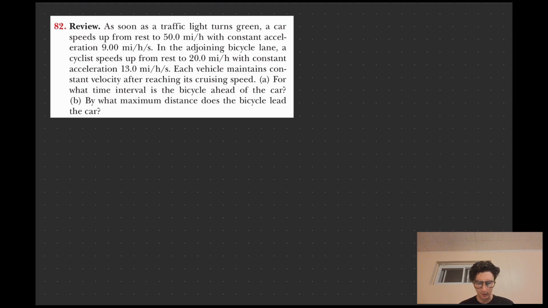As soon as a traffic light turns green, a car speeds up from rest to 50 miles per hour with a constant acceleration of 9 miles per hour per second. In the adjoining bicycle lane, a cyclist speeds up from rest to 20 miles per hour with a constant acceleration of 13 miles per hour per second. Each vehicle maintains constant velocity after reaching its cruising speed. A, for what time interval is the bicycle ahead of the car? B, by what maximum distance does the bicycle lead the car?